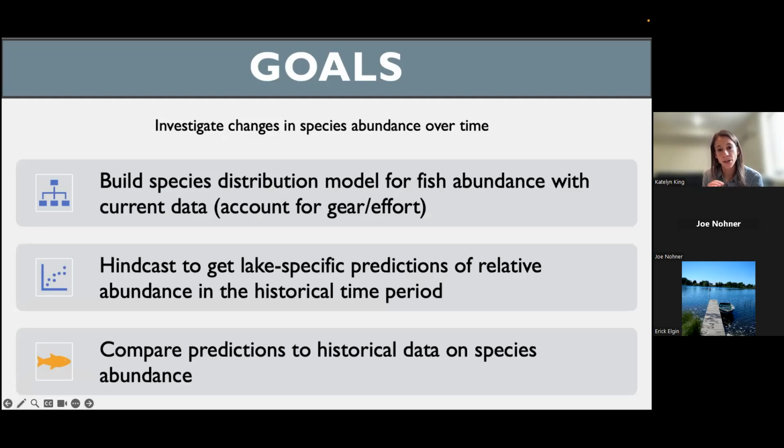And then can we compare predictions and see how well did our model do, and use these data to see if they would be good enough to predict for climate change in the future. So our goal here was to investigate changes in species abundance over time and how well our models would do at predicting that change. This is similar to studies that build models using current data and forecast in the future, but we don't have future data to validate with. So we wanted to go the opposite way with our modeling approach.